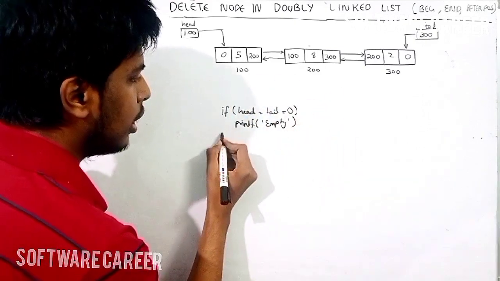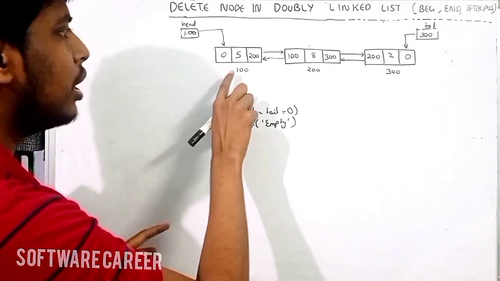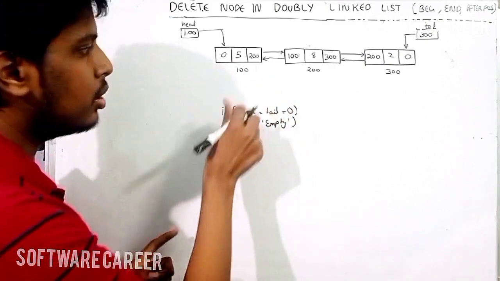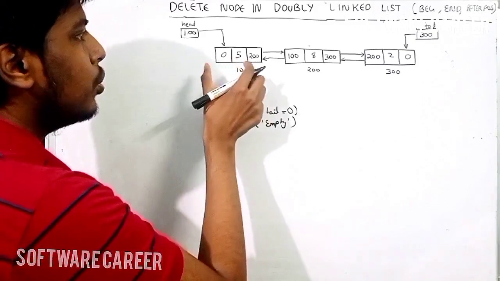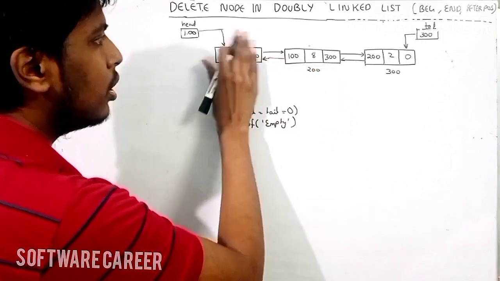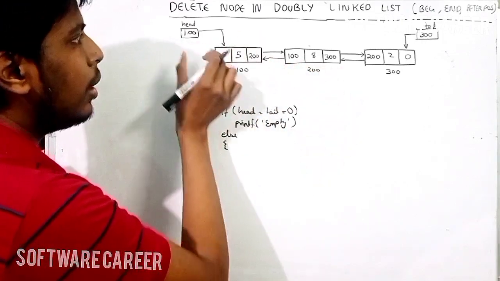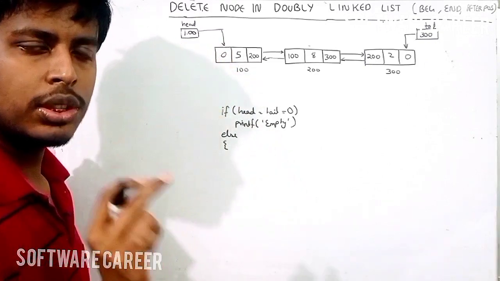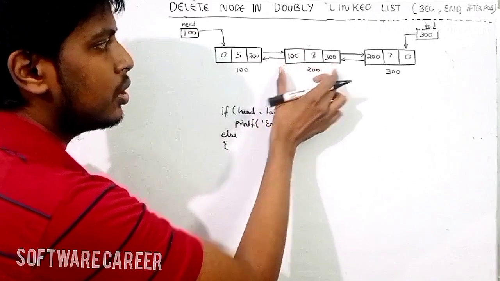So what to write? See here, the else condition, when the linked list is not empty. Now how to delete this beginning node? This is the first node, and you want to delete this. If you delete this node, then this will be the first node. The head pointer is the pointer which stores the address of the first node. So if you delete this node, the head pointer will point towards this node.